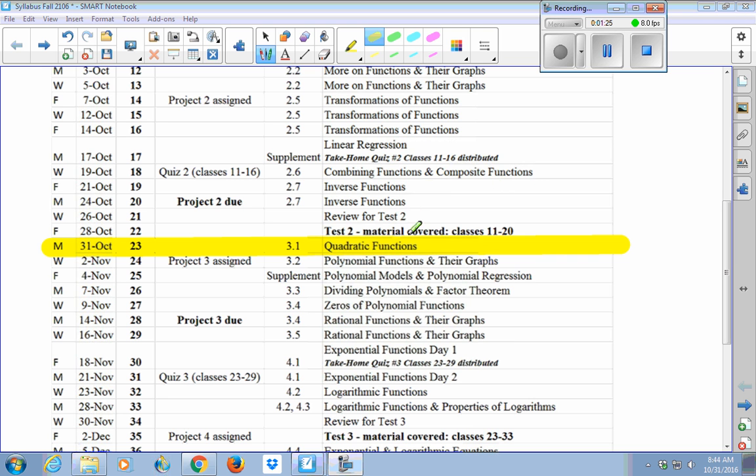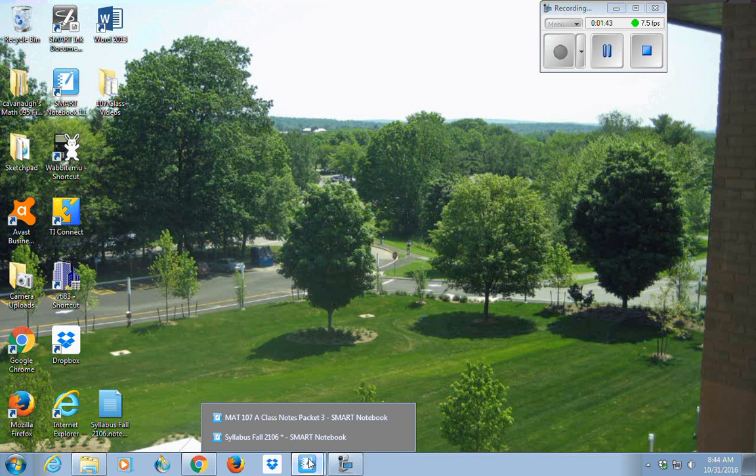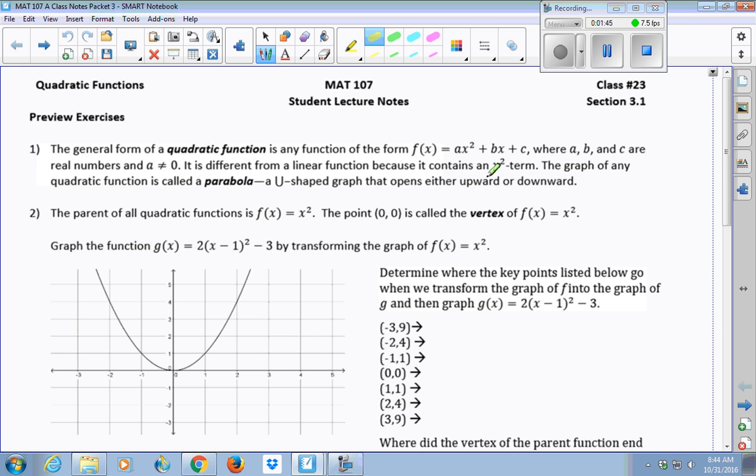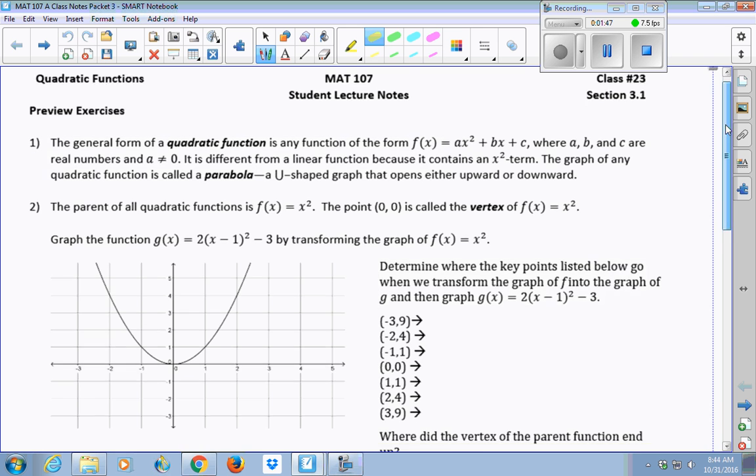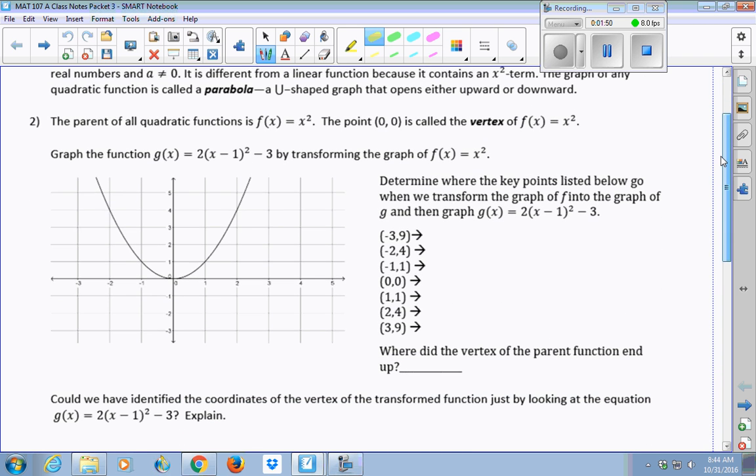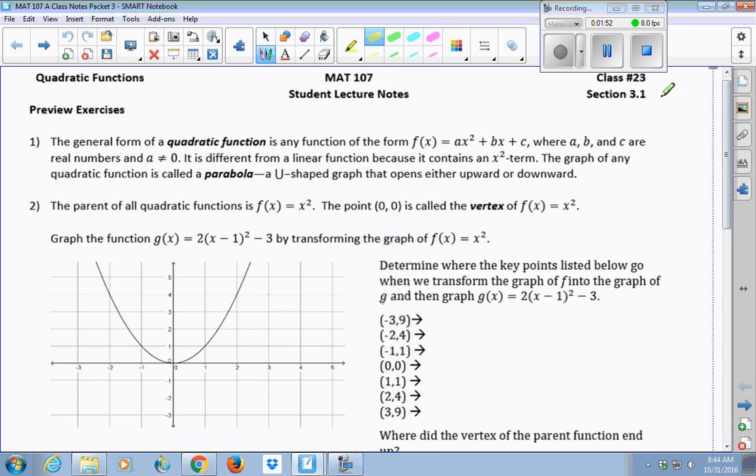So even though we've talked a little bit about quadratics in our previous classes, when we were talking about solving quadratic equations, now we're going to look at quadratic functions and their graphs and various properties of quadratic functions. Let's start off with the preview activities, which you should have no problem with now that you've got all your transformation stuff down. So here are your preview activities. I'll give you 3 or 4 minutes to finish those, and we'll talk about them.